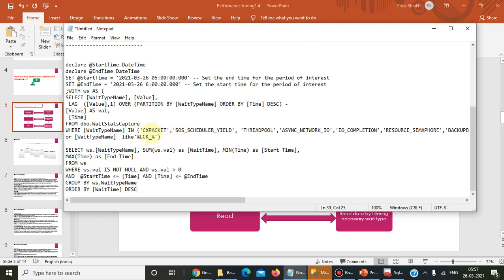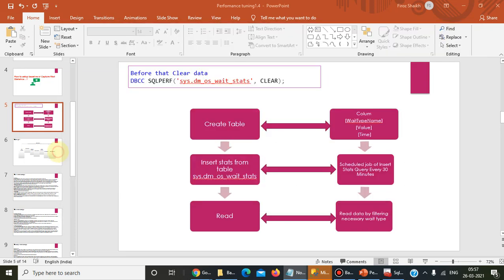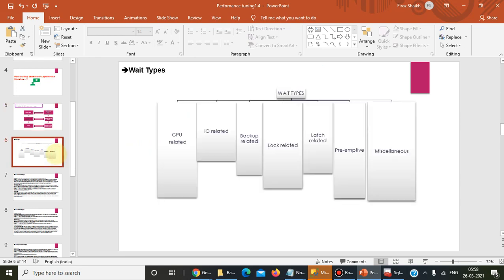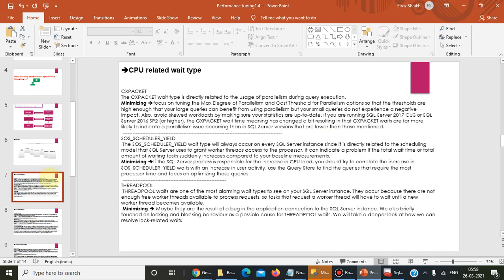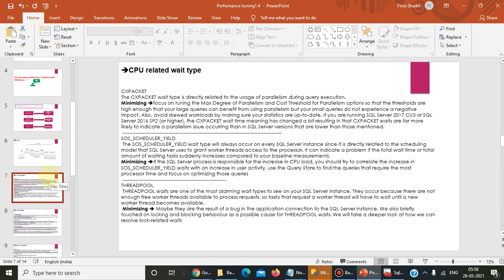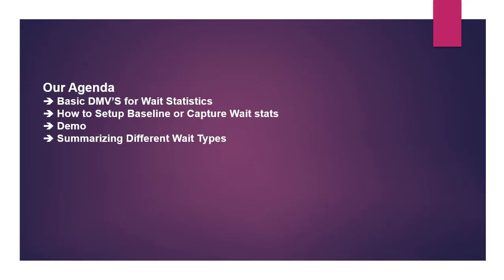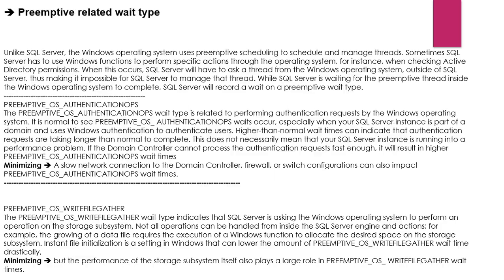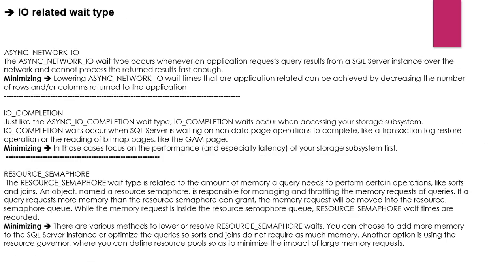CXPACKET is already explained in the current video and in a previous video. I had already explained all the wait types, how we can minimize them, at what time they are recorded, and at what event the wait type will come. All this has already been covered in this video and in a previous video. Let's proceed further. We had already covered all these scenarios one by one.